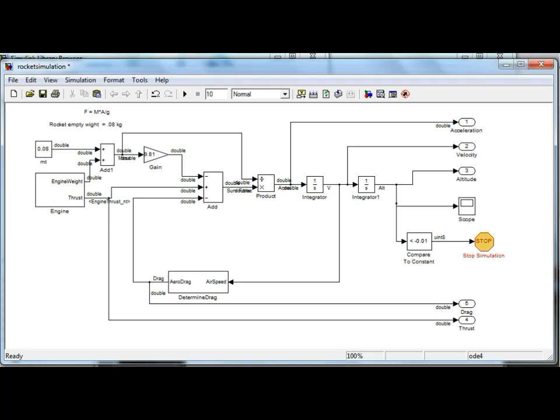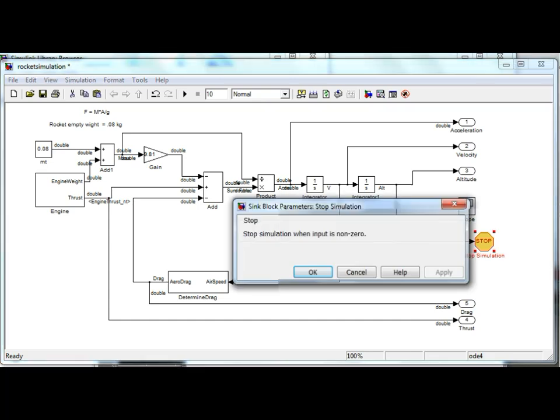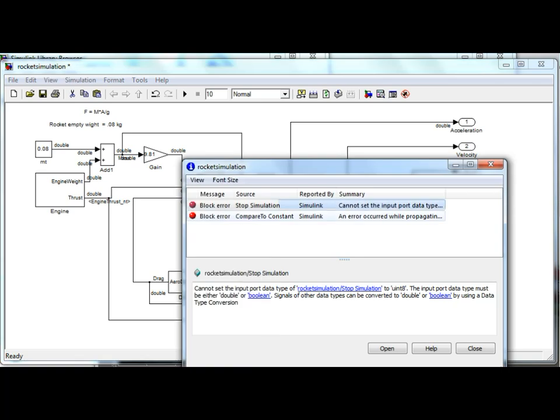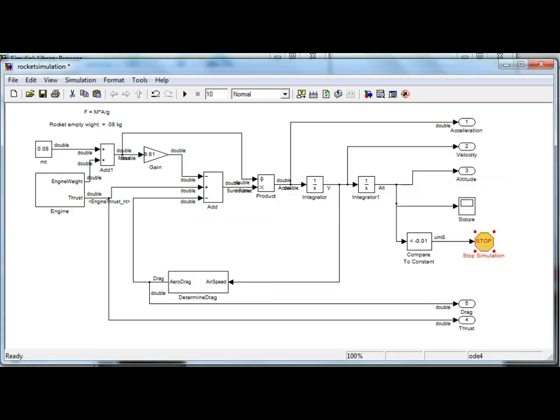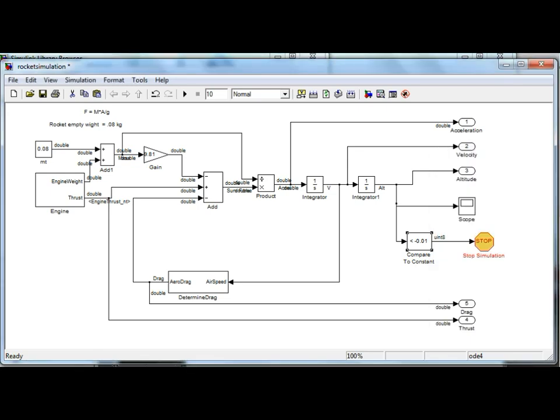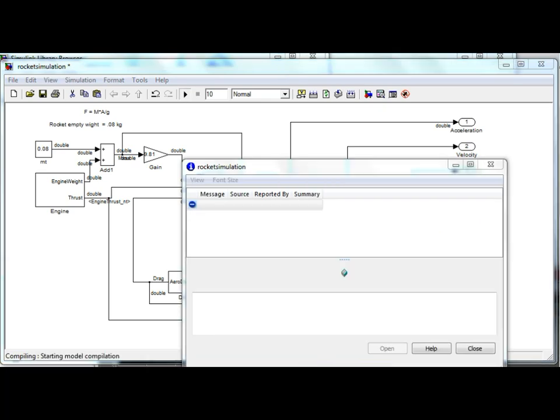Yes, the stop simulation wants a, what kind of data does it want? That's uint8. The input data type must be either double or Boolean. Okay. So if I double click on compare to constant, we have this output data type option. The default is apparently uint8. If I change that to Boolean, that's a data type that the stop simulation block will accept. Try that. And it's happy.